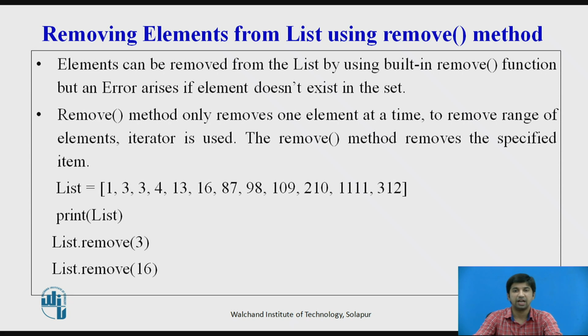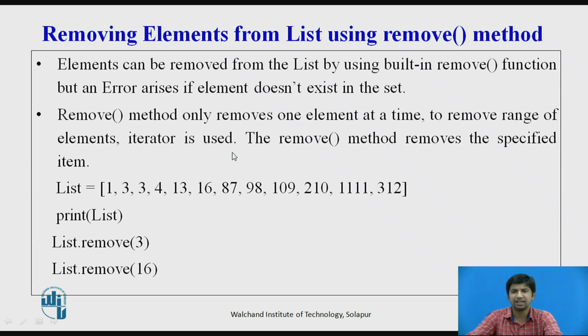Removing elements from a list using the remove method. Whenever I use the remove method, it comes to mind that there should be some element. If the element doesn't exist, then it will throw an error. The same thing applies in the list. Elements can be removed from the list by using the built-in remove function, but an error arises if the element doesn't exist in the list. The remove method only removes one element at a time. To remove a range of elements, an iterator is used.